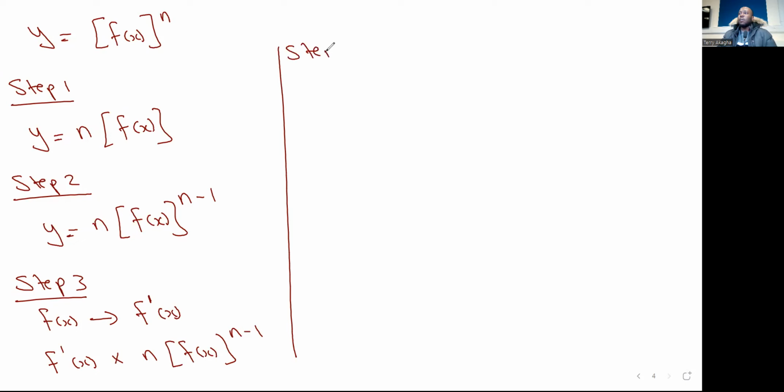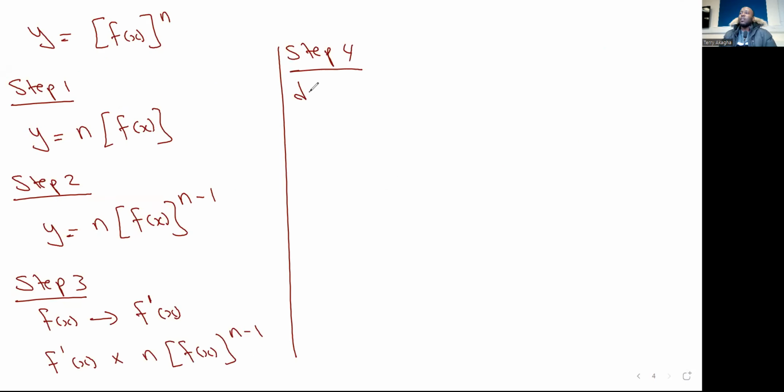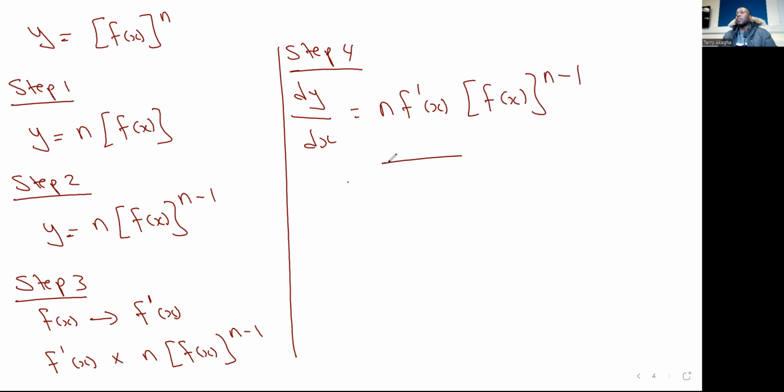So step 4, we then what? Simplify. So that means dy over dx is going to become this multiplied by that. So it's going to give us n f prime x into f of x to the n minus 1. And that is the answer for that. All right, so don't worry, let's pick an example. But basically, it's similar to when you're differentiating simple brackets. You bring the power down, you subtract 1, and what you have in the bracket, you differentiate it, and you multiply it with your answer.